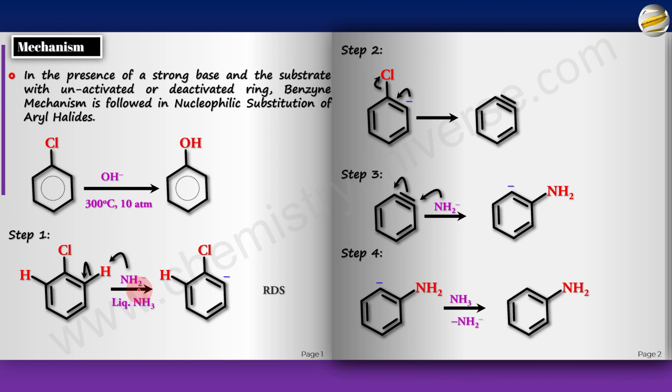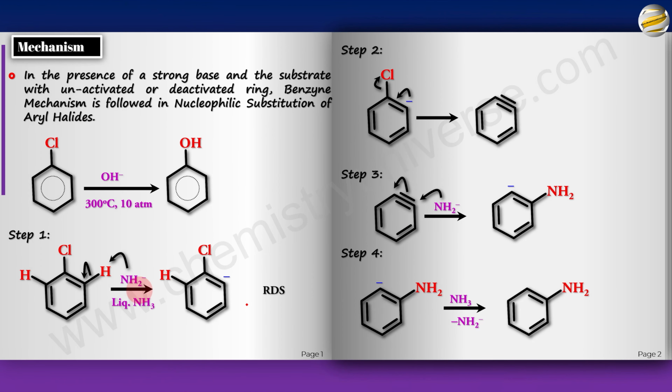Now let's understand what is benzyne. Now remember, before I go back, let's see this. This is the RDS. That means this grabbing of proton by this base is RDS, which is why I've written base here. Because first thing that NH2 minus does is behave as a base. So if you don't have a strong base, it doesn't matter if you have a strong nucleophile. If you don't have a strong base, it's not going to work.